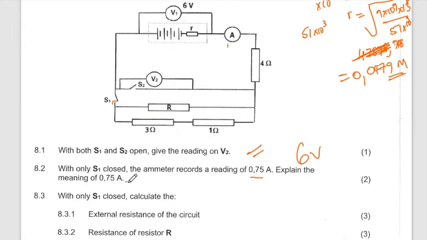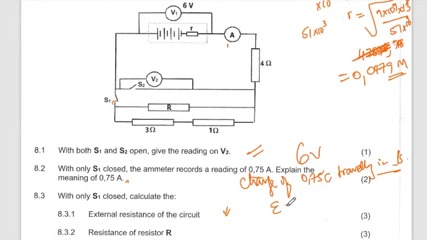Explain the meaning of this. So in a charge of 0.75 coulomb, I don't know, are they asking us to explain what current is? So you can say a charge of 0.75 coulomb travels past a point in one second, because that's what current is. Then with S1 closed, we are asked to calculate the internal resistance. So we can use the EMF formula.